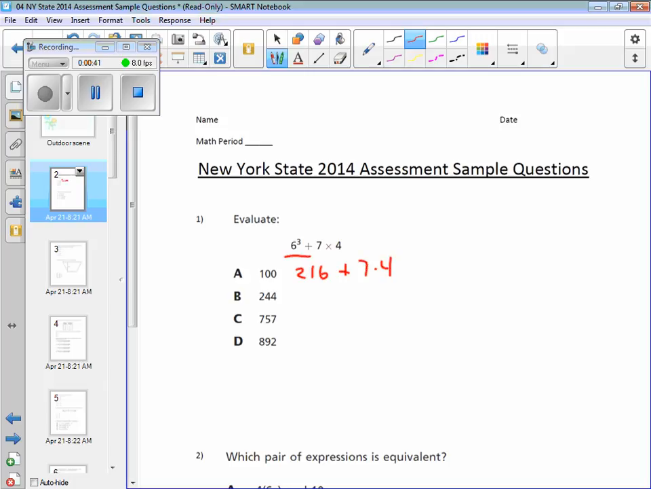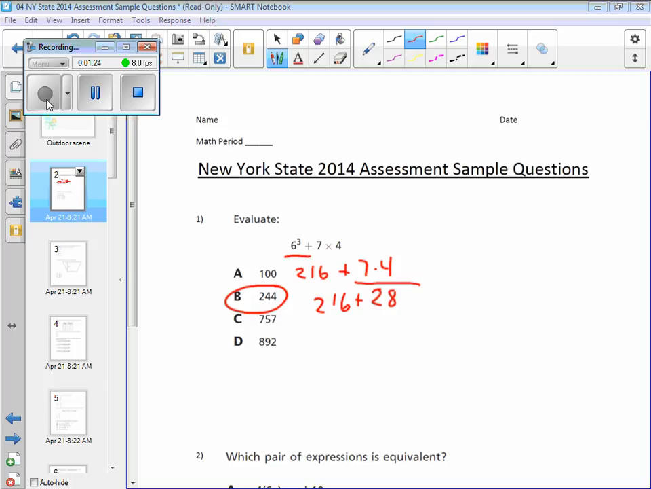Now, I need you to understand, the way that they set this up is these choices, the ones that are not correct, are designed to be choices that most kids will use or do incorrectly. So if you do this first, you'll get one of these answers which is not the right answer. Because order of operations says we have to do 7 times 4 as our next step, which is 28. And then 216 plus 28 gets me choice B, which is what it should be. So don't fall into the trap. Know your order of operations.